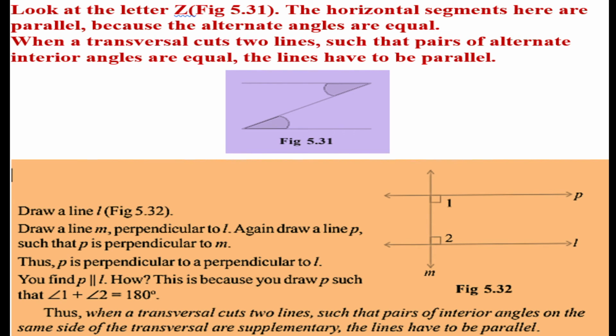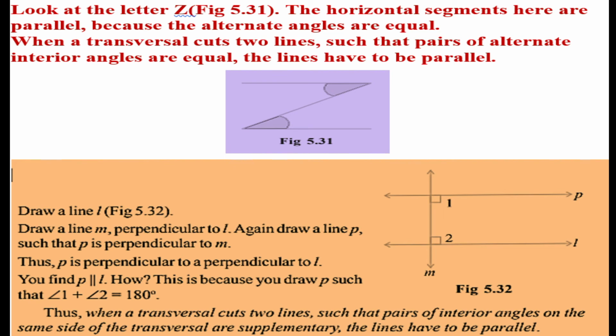When the two lines are parallel, you can say alternate interior angles are equal. Now just to reverse, when the alternate interior angles are equal, then you can say the two lines are parallel. Both ways it is satisfied. How to remember? Clear?